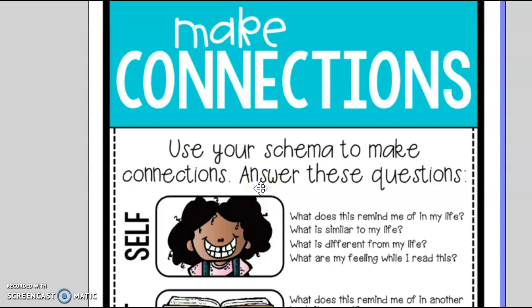Let's look more carefully at your comprehension strategy of making connections. You are going to use your schema. Your schema is what you already know. Use your schema to make connections. Answer these questions. If you're making a connection to yourself, you can ask, what does this remind me of in my life? What is similar to my life? What is different from my life? And what are my feelings while I read this?